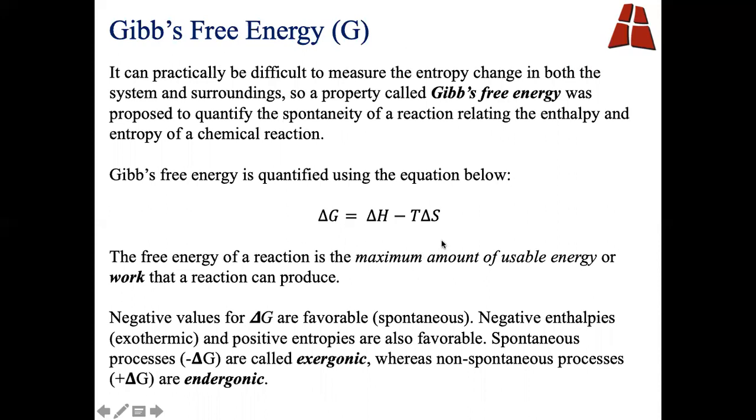And so this is the main way that we typically quantify Gibbs free energy. This relates enthalpy and entropy and temperature. And Gibbs free energy is the maximum amount of usable energy or work that a reaction can produce, right? Also a reminder that delta G values that are negative will be spontaneous or favorable, we could say. If we have a positive delta G value, that is something that is unfavorable or non-spontaneous at that temperature and under those conditions, right?